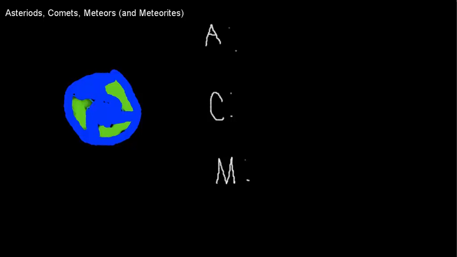Today we're going to be learning about the differences and similarities between asteroids, comets, and meteors, and possibly meteorites, because they're so similar and perhaps the same thing as meteors, except they have one key characteristic that's different.